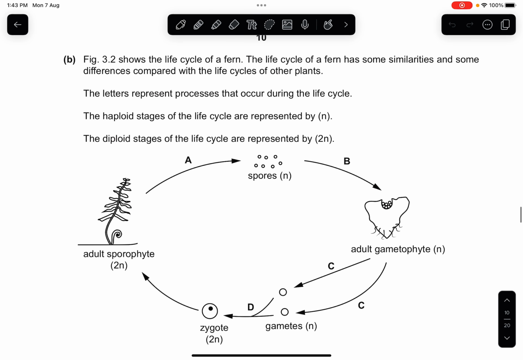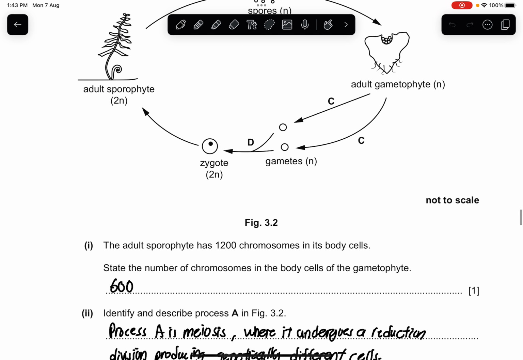Okay, part B. Figure 3.2 shows the life cycle of a fern. The life cycle of a fern has some similarities and some differences compared with life cycles of other plants. The letters represent processes that occur during the life cycle. The haploid stages are represented by N and the diploid stages are represented by 2N. So you can see that the spores are N, the adult gametophyte is N, and the gametes are also N, and then the zygote becomes 2N, and the adult also means 2N. Once I see this, I know it's mitosis and meiosis.